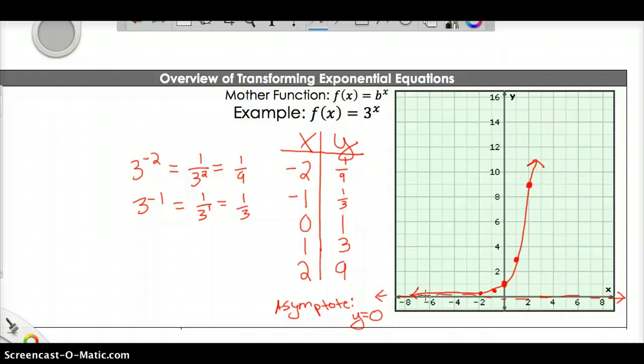That's the end of example 1. We were just graphing the graph of 3 to the x power. Take your time to copy this down. If you need to pause the video here, you can, before we move on to look at our 4 rules for transforming exponential functions.